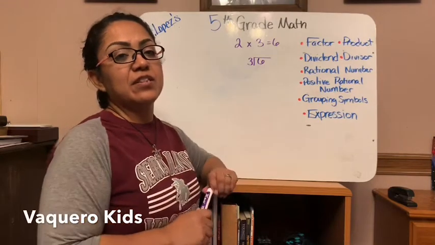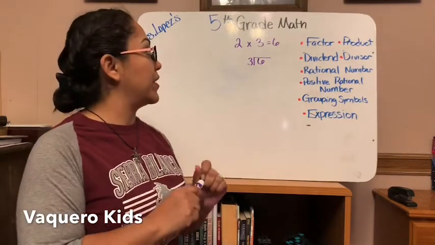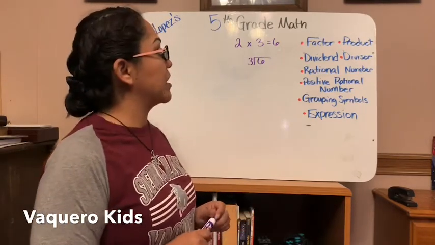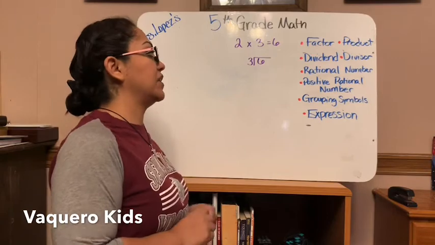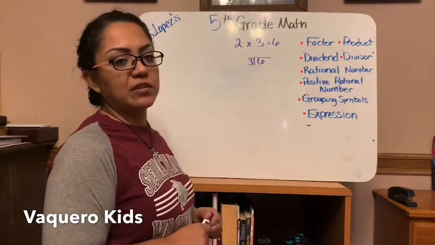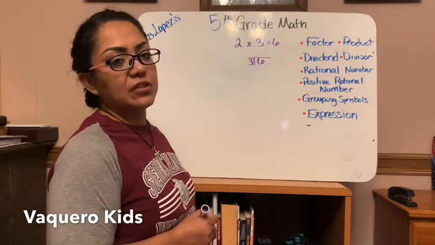Hey, 5th grade. So today we're going to be doing 5th grade vocab for our upcoming unit. And for this unit, we're going to be talking about factor, product, dividend, divisor, rational numbers, positive rational numbers, grouping symbols, and expression. So some of these you should know already.